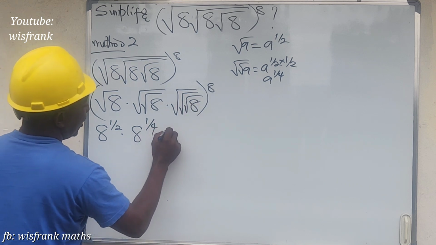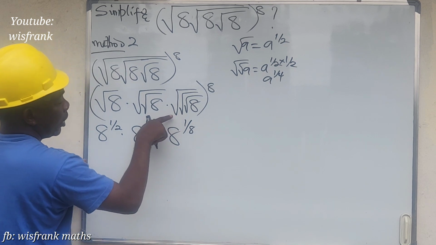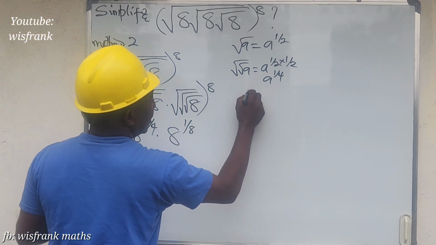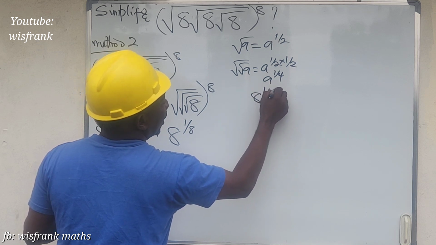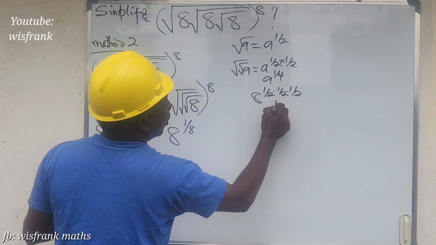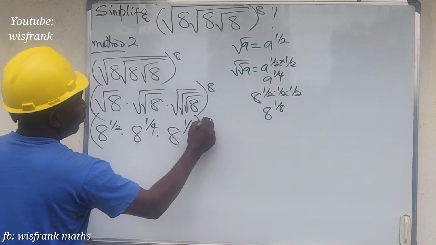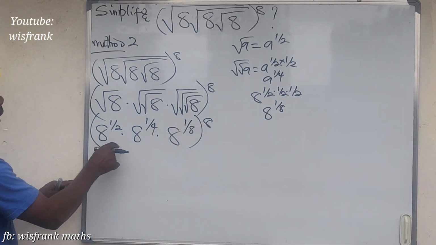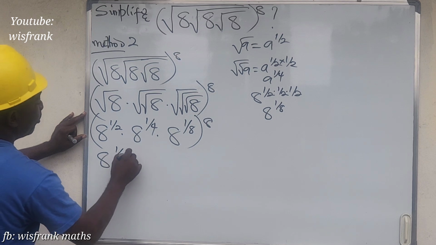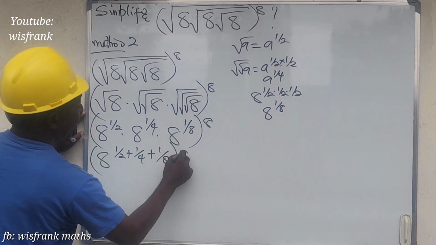This is the same thing as times 8 to the power of 1 over 8, because square root of square root of square root of 8 is the same thing as 8 to the power of 1 over 2 times 1 over 2 times 1 over 2. This is 8 to the power of 1 over 8. So looking at this parenthesis, we need to evaluate this first. So we have 8 to the power of 1 over 2 plus 1 over 4 plus 1 over 8, all to the power of 8.